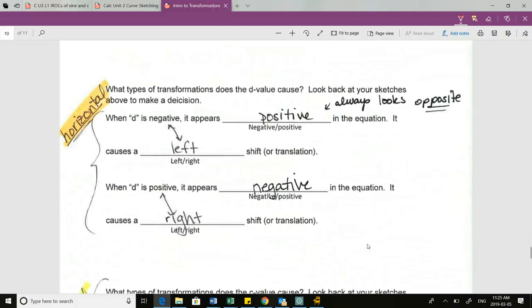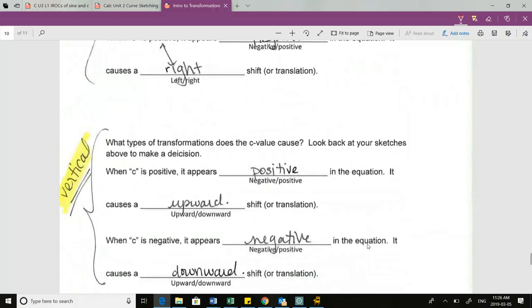Okay, last ones. When D is negative, it appears positive in the equation. Okay, D is always opposite of what it appears, and it causes a left shift. So when D is negative, it's going to look positive in the equation, opposite of how it appears, and that causes a left shift. When D is positive, it appears negative in the equation, but it causes a right shift. Okay, and again, D is a horizontal translation. That's why it's left and right versus up and down.